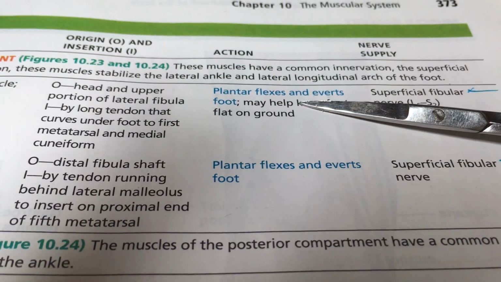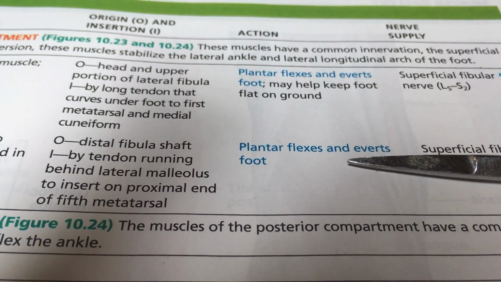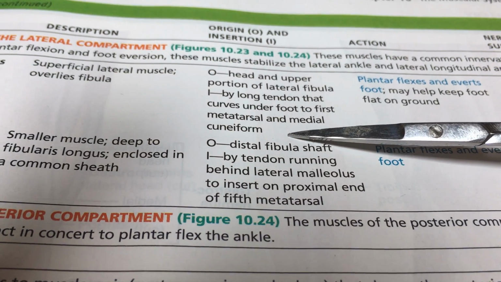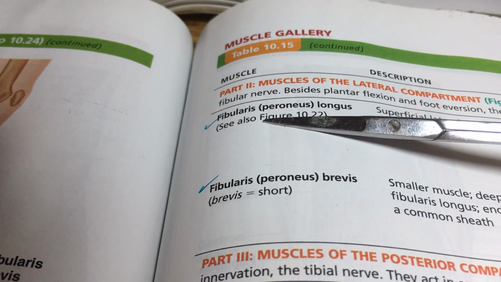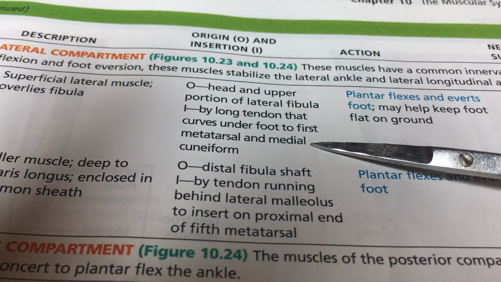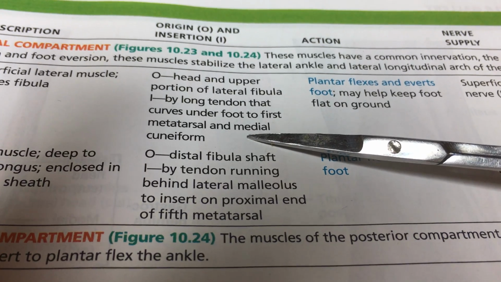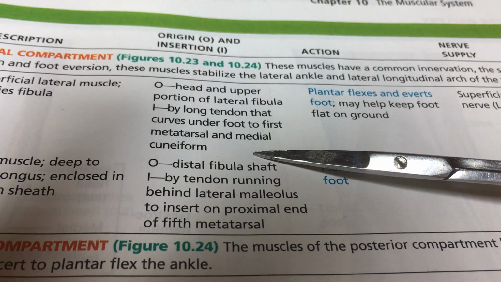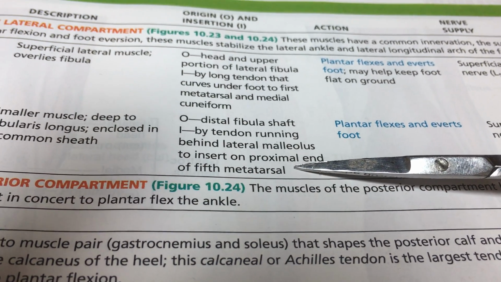And we're going to be, first of all, plantar flexing because we're going behind the lateral malleolus and pulling down on it. But the interesting thing here is the insertion. The insertion for the longus versus the brevis: the longus is going to go all the way across the bottom of the foot over to the first metatarsal and medial cuneiform, whereas the brevis is going to go just to the fifth metatarsal.